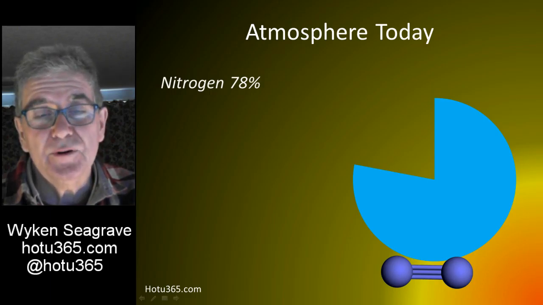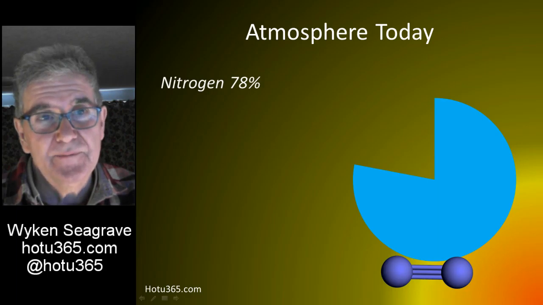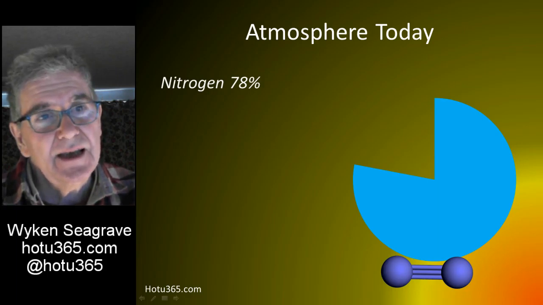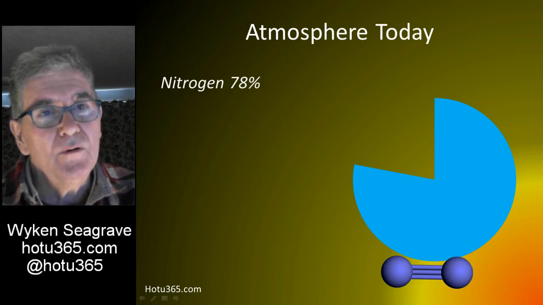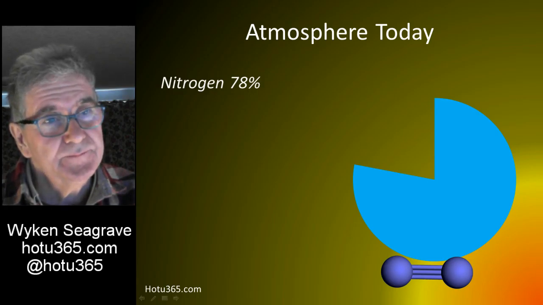1, 2, 3, 4, HONC. So they are held together very tightly, these two atoms of nitrogen. 3 bonds hold them very tight. It takes a lot of energy to split up a nitrogen molecule, and so it is almost inert.